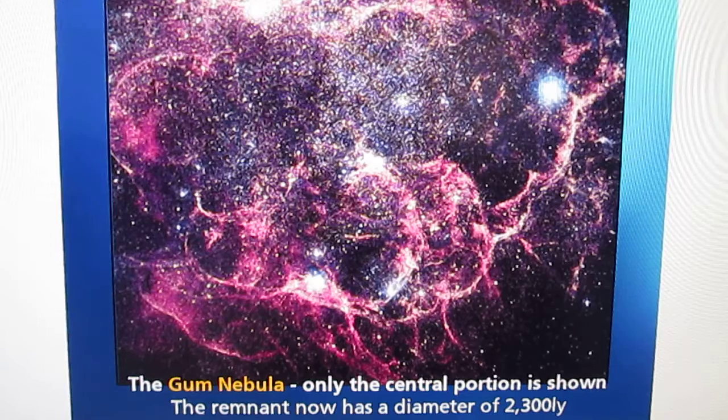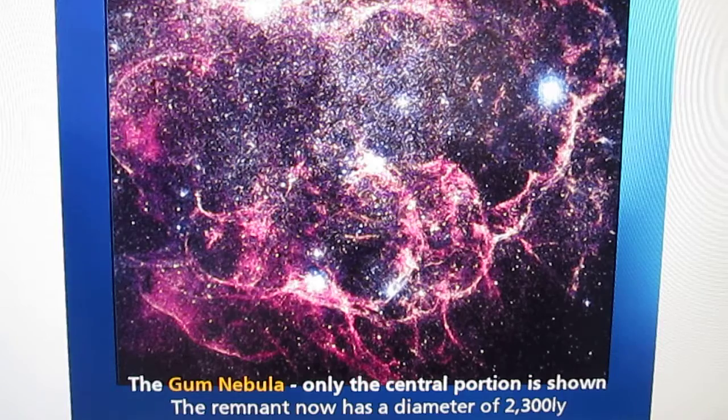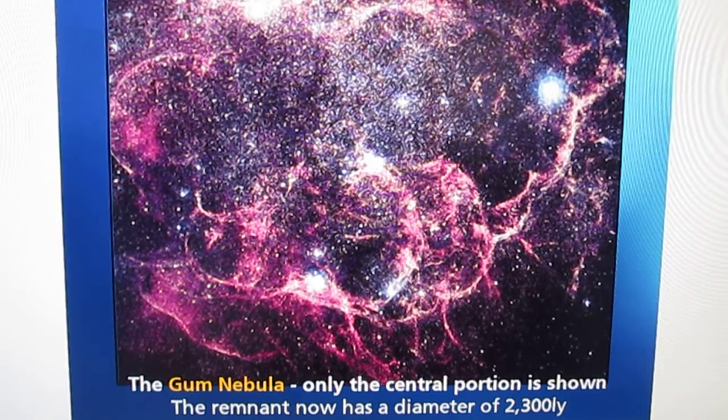Here we see another supernova remnant called the Gum Nebula. We're only seeing the central portion, but you can see that it's a concentrically exploded outward explosion, and the gas is moving at the speed of light in all directions, to where now the remnant of this star is approximately 300 light years across.